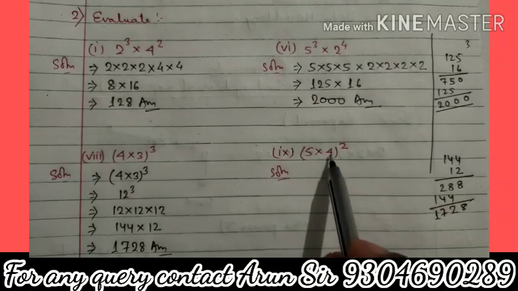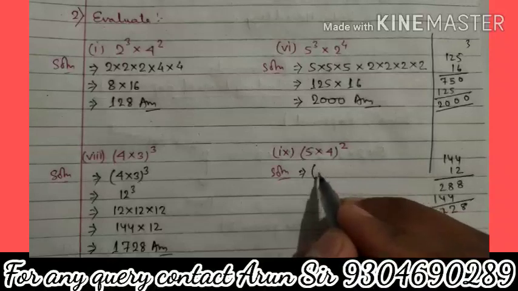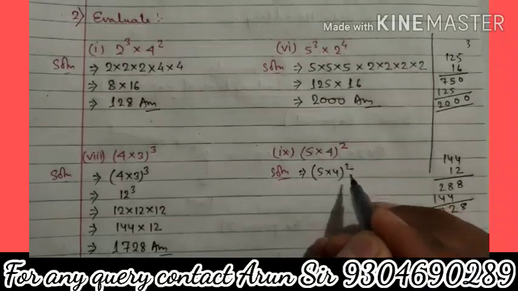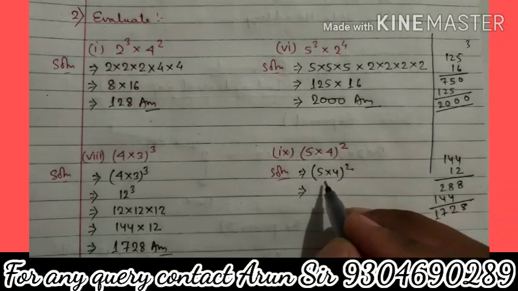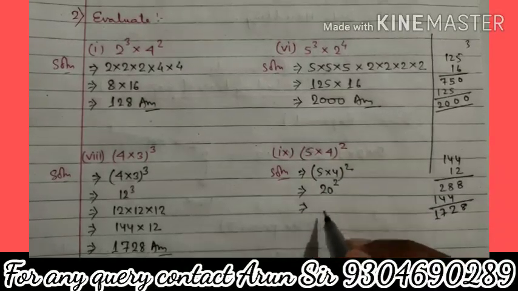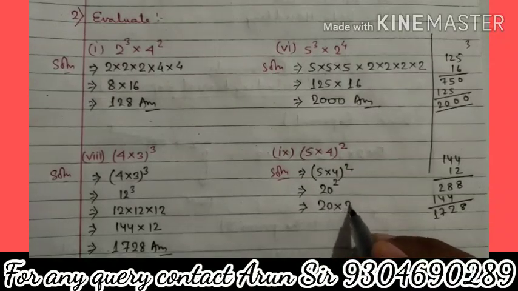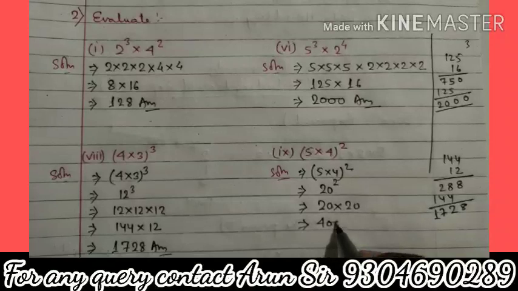One more similar question is question number 9. Bracket is there, 5 multiplied by 4 whole to the power 2. How we will do? 5 into 4 to the power 2 is the question. First we will solve the terms given inside the bracket. 5 4s are 20. It is 20 to the power 2. Now how we will write? 20 multiplied 2 times. 2 2s are 4 and 1 2 0. 400 will be your answer.